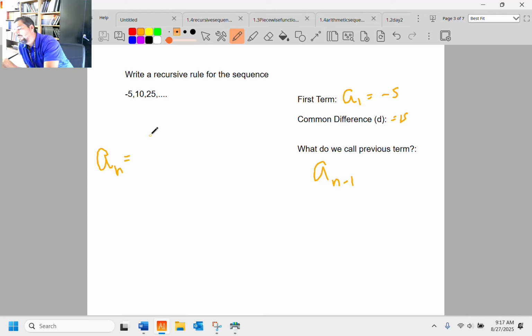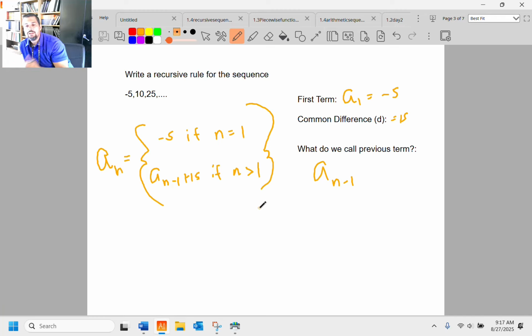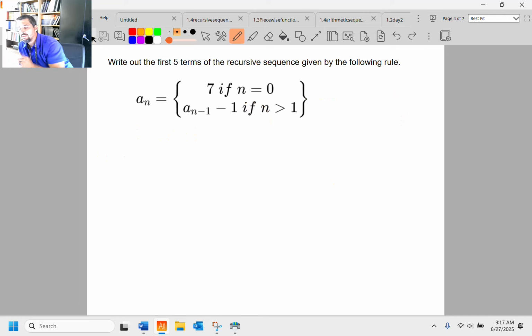So here's our rule that the nth term is the first term, which is -5, if we are at position 1. From then on, we take the previous term and we add 15 if n is bigger than 1. And that's what we call a rule. Now, we can use that rule to find other pieces, all right, which is what the next slide's about.